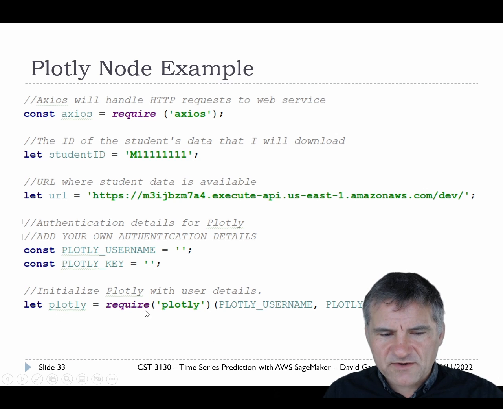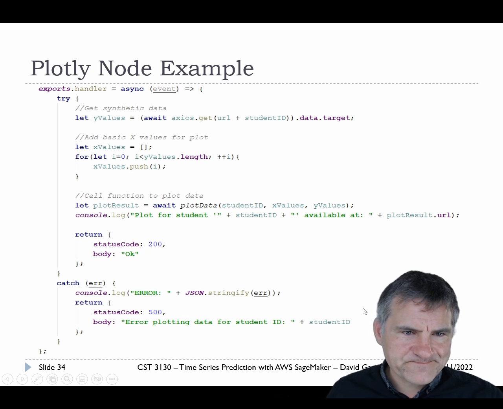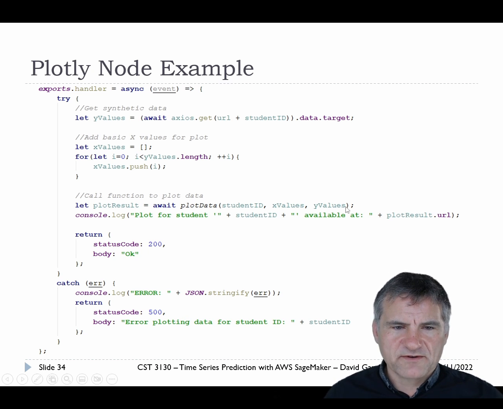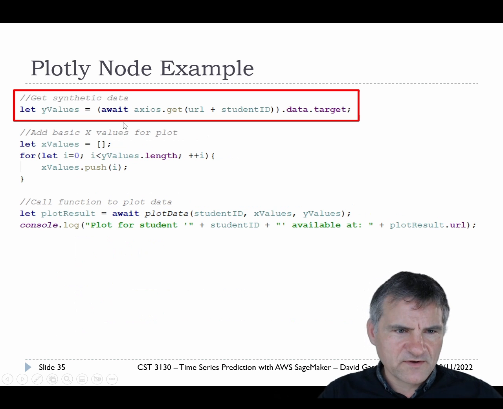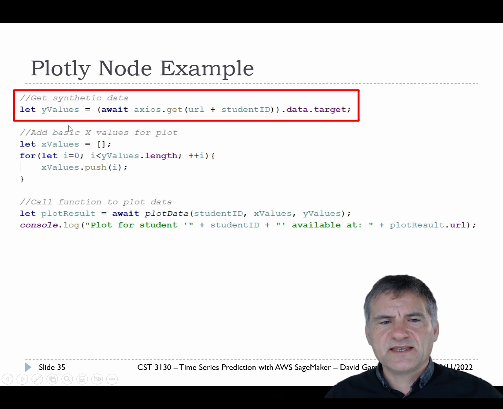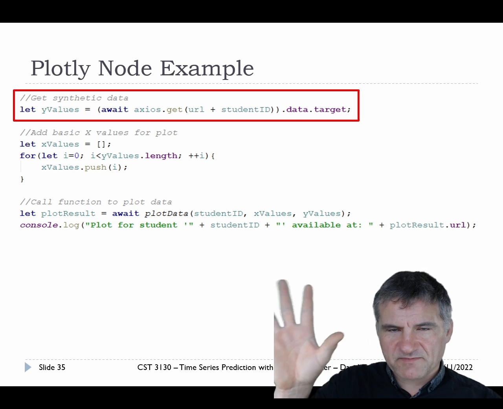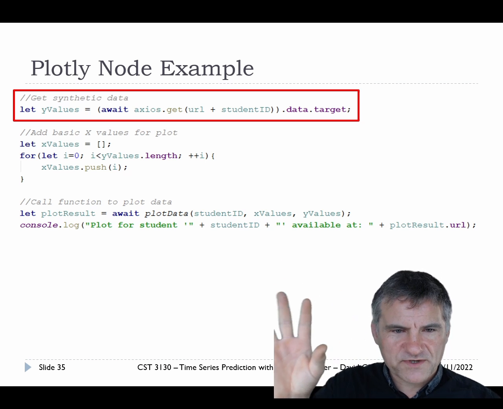And then we just create Plotly by requiring Plotly with that username and the key. Then we have our actual code for plotting the graph. So what we're doing here is pulling the data from that URL that I just showed you, where your individual student data is available.